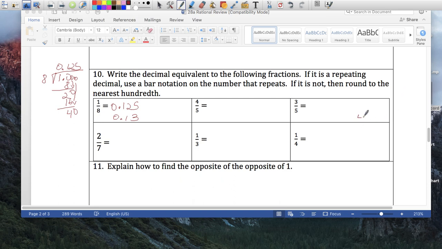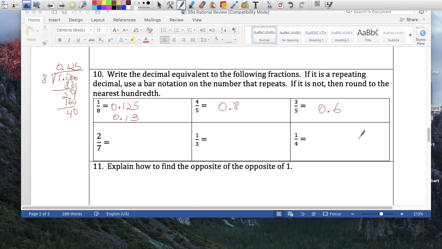4/5. If you divide, 4 goes inside, 5 goes outside. 0, right? Because 5 does not go into 4, which allows us to use the decimals. And 5 goes into 40 eight times. So that's a nice terminating decimal. 3/5 is also going to be a nice terminating decimal. I'm not going to divide because it's just 0.6.